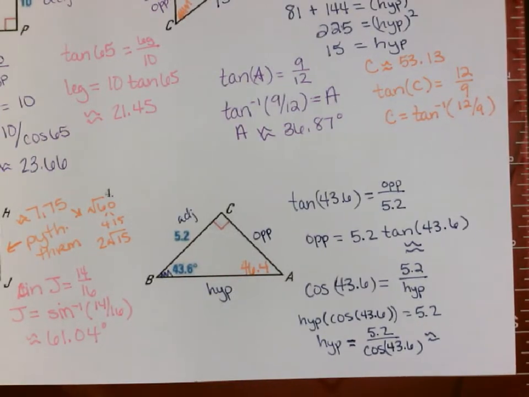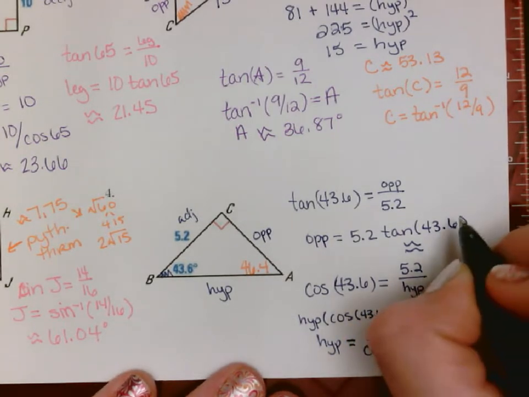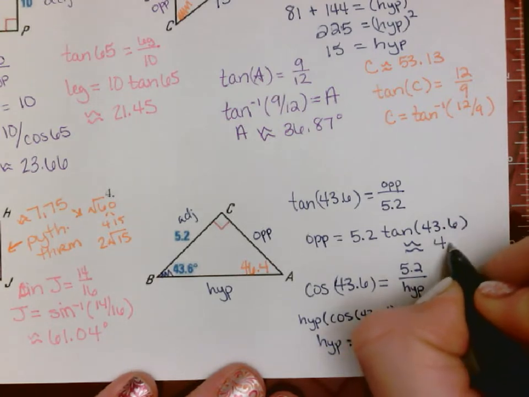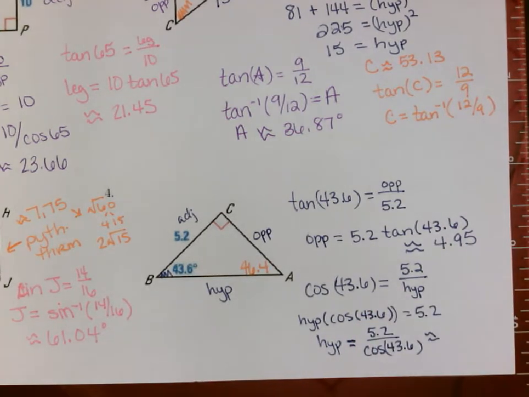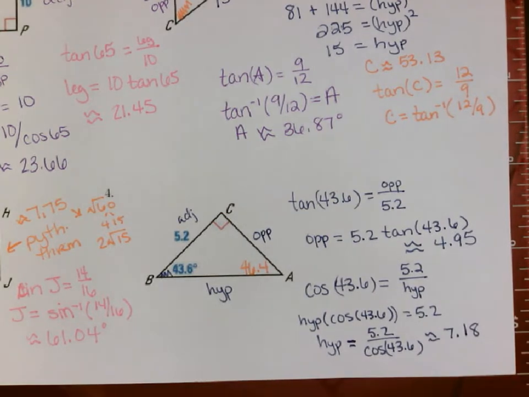So typing those in my calculator, 5.2 tangent 43.6 is approximately 4.95, which is a reasonable answer. It's not bigger than 5.2, and it's opposite the smaller of these two angles. 5.2 divided by cosine of 43.6 is approximately 7.18. And that is bigger than the 5.2 and the 4.95, so that's a reasonable answer as well.